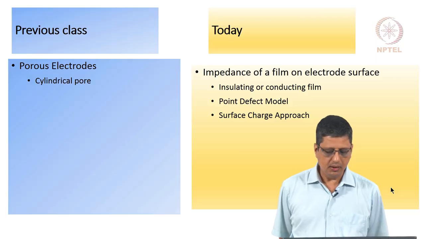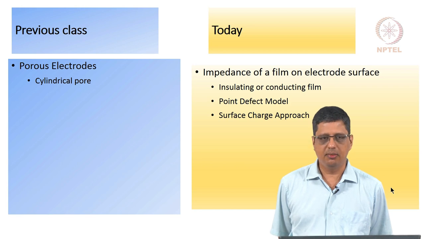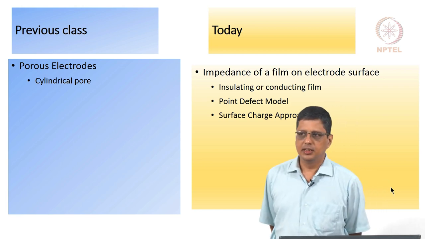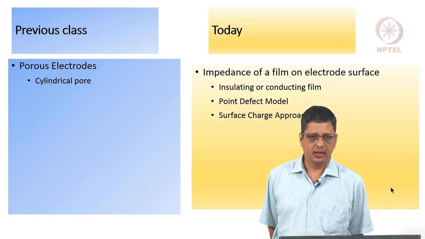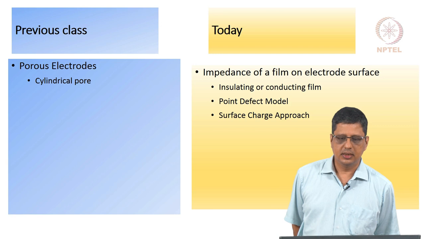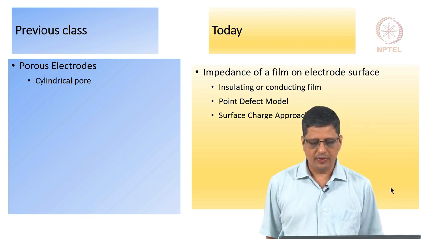Today I want to see how we can calculate the impedance if we have a film on the surface. The film can be insulating or conducting. Conducting can be like a pure metal, or like a semiconductor. Initially, there are some models proposed which are fairly simple models.